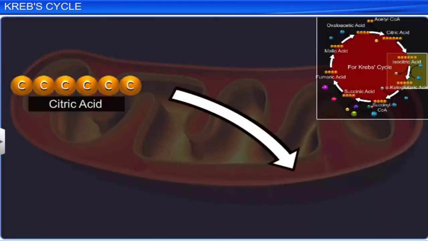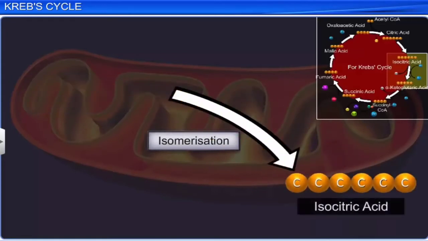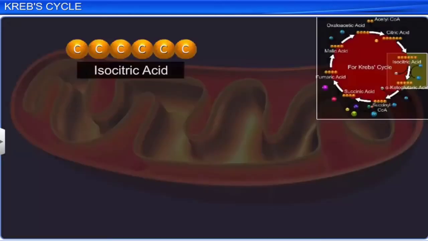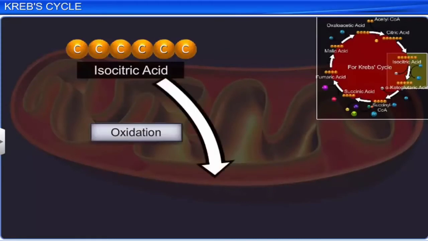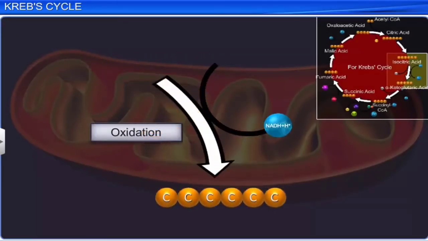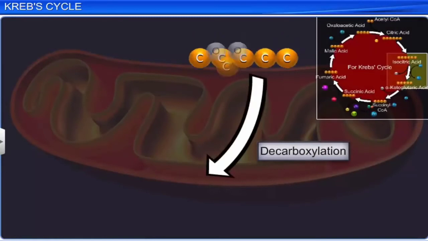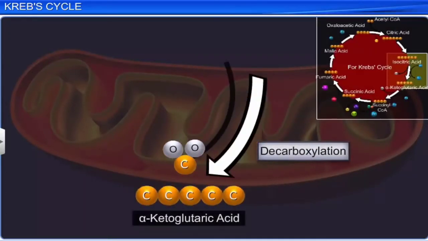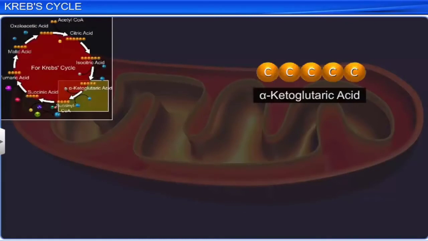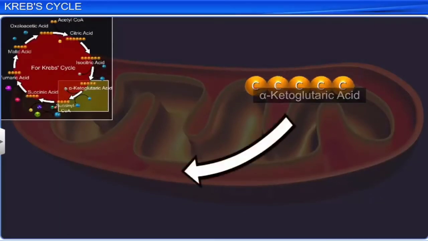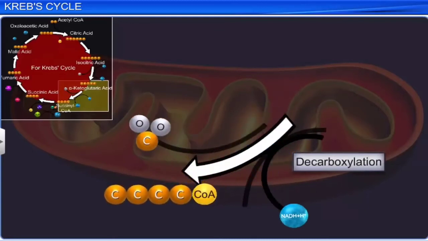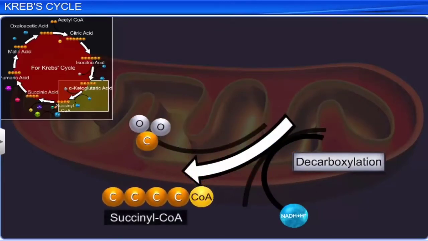The citric acid thus formed isomerizes to form isocitric acid. The isocitric acid is then oxidized in the presence of NAD+ to form oxalosuccinic acid, which is later decarboxylated to form alpha-ketoglutaric acid. This alpha-ketoglutaric acid undergoes oxidative decarboxylation using coenzyme A to form succinyl coenzyme A, along with the reduction of NAD+ to NADH plus H+ ion.